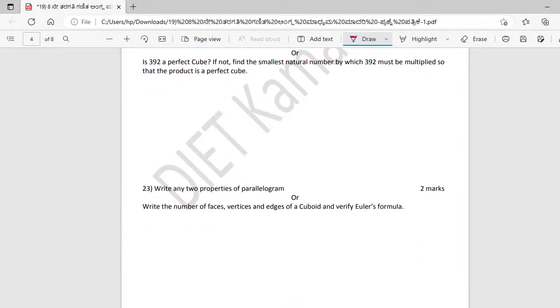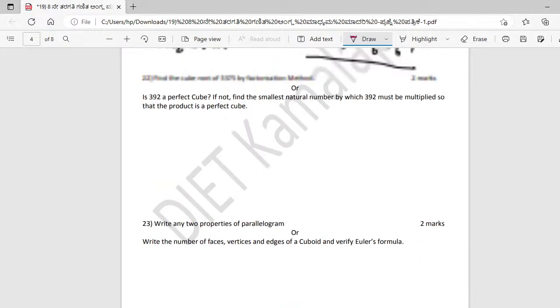Second one, you can see it is related to the cube and cube root chapter. So find the cube root of 3375 by prime factorization method. Let us go with 3375. Hope everybody knows how to find the cube root. We just need to apply the prime factorization method.